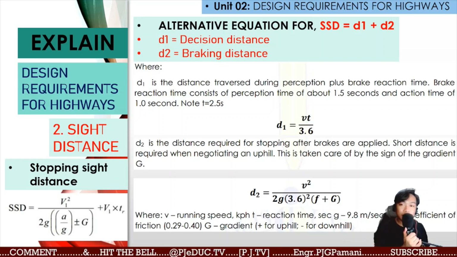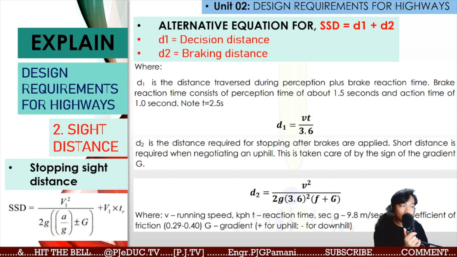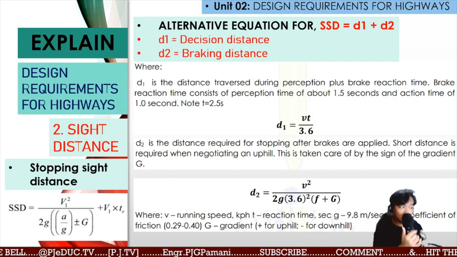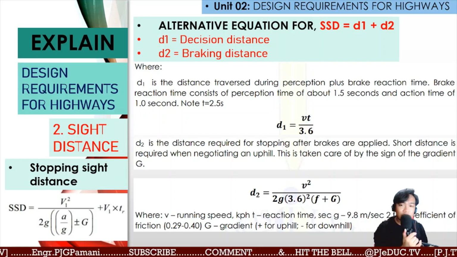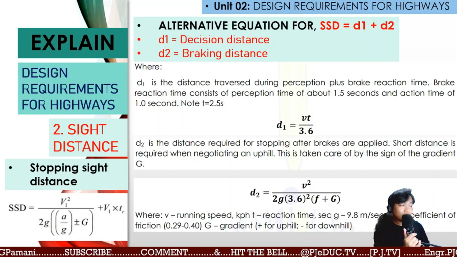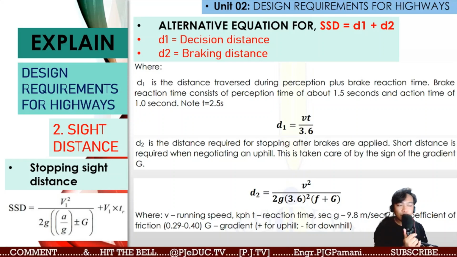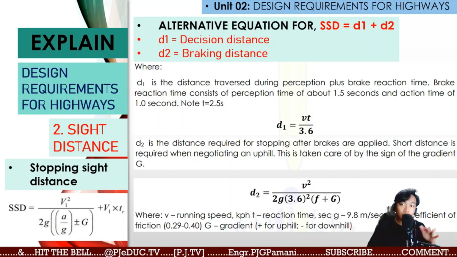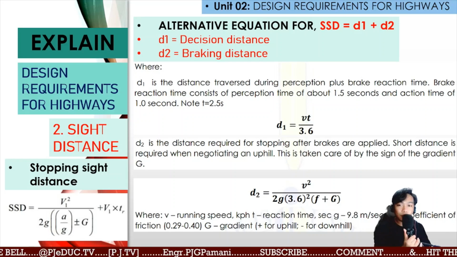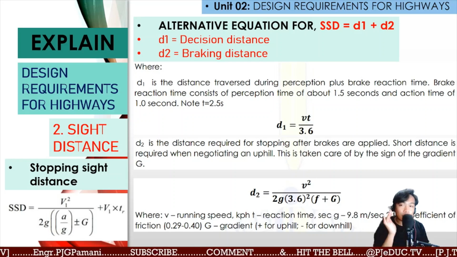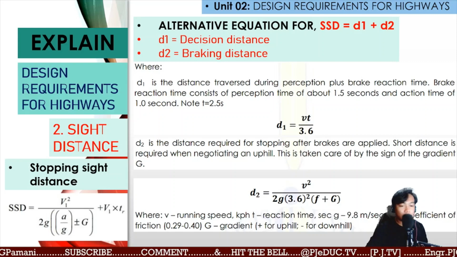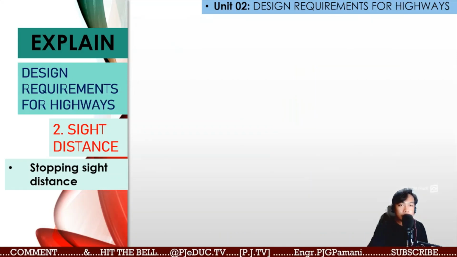Where V is the running speed or the initial velocity in kilometers per hour, the reaction time, T, which is at minimum 2.5 seconds, the g is 9.81 meters per second squared or 32.2 feet per second squared, and the coefficient of friction, which is between 0.30 to 0.40 or 0.29 to 0.40. That's the minimum. Then G is the gradient, whether the road is uphill or downhill: positive for uphill, negative for downhill. Okay?